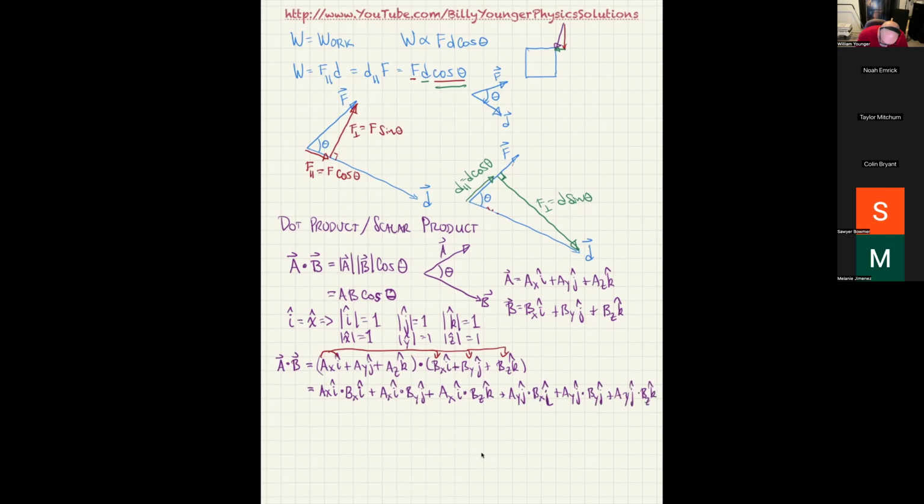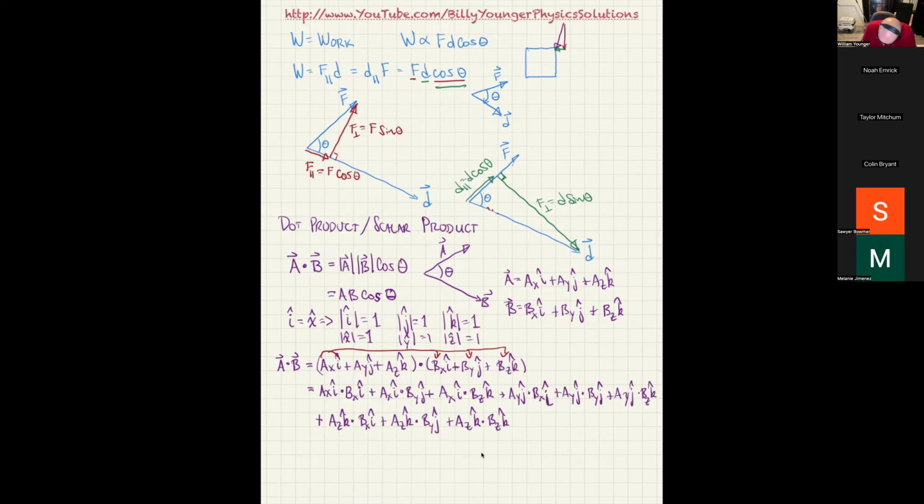Now I've got to do the third term. So that's going to be plus az k hat dotted with bx i hat plus az k hat dotted with by j hat plus az k hat dotted with bz k hat. So that's what the distributive property gave me. And it turns out that, yeah, this is exactly right. Now I'm going to show you how to simplify it a little bit more.